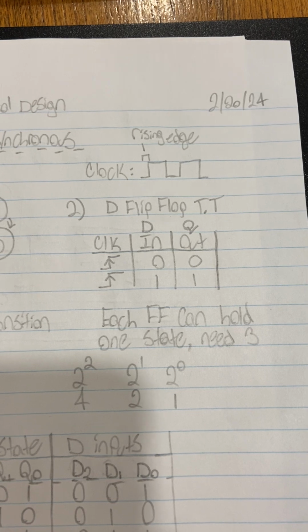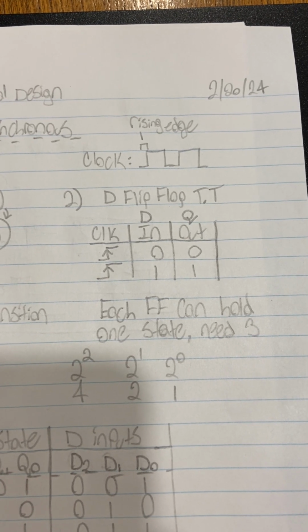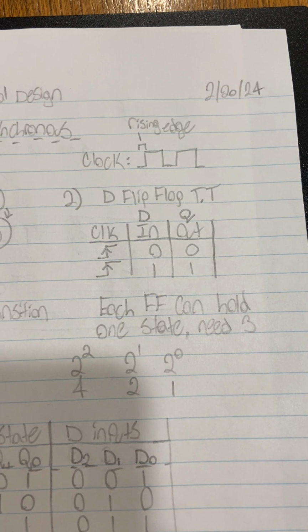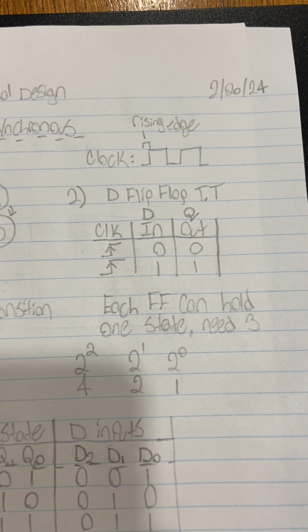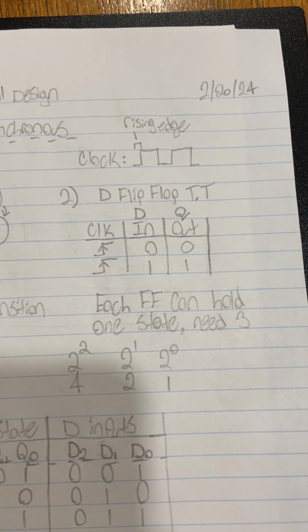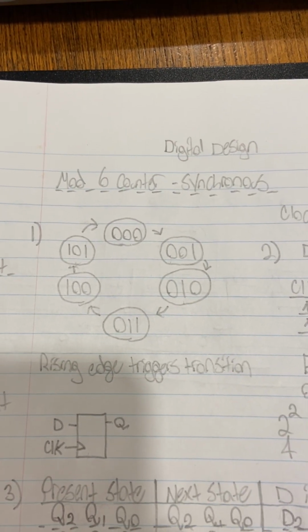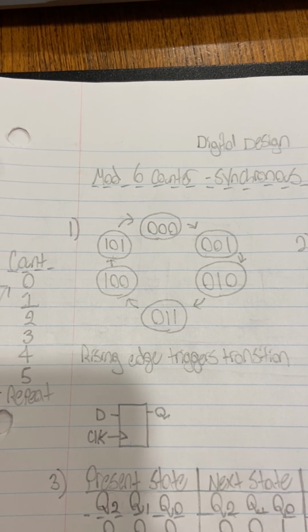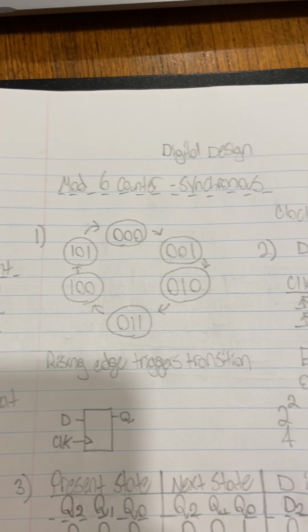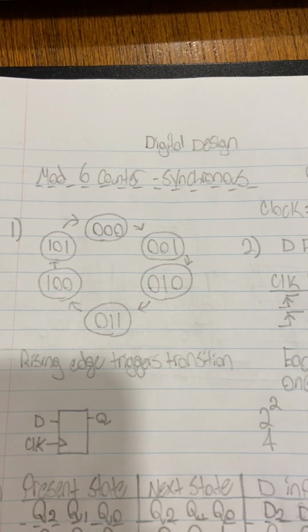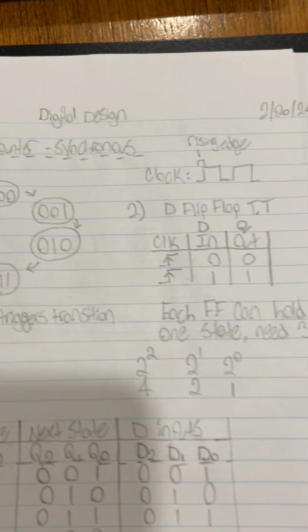We can also think about the fact that each single flip-flop can hold 2 states. It's either a low state or a high state that it holds, a 0 or 1. And since we need to count up to 5, so there are 6 states, we're going to need 3 flip-flops, 1 for each bit, right?